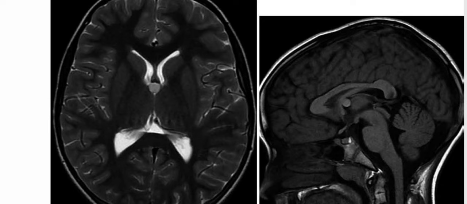So considering this typical imaging finding of a hyperdense or hyperintense circumscribed mass along the anterior superior third ventricle, the only differential that should be formed is colloid cyst. So this is a case of colloid cyst.